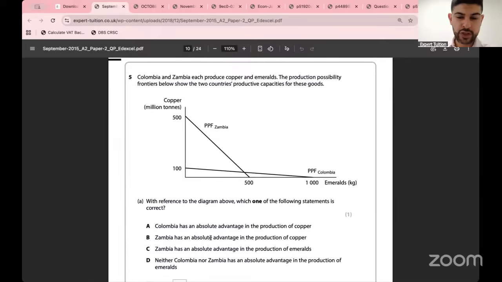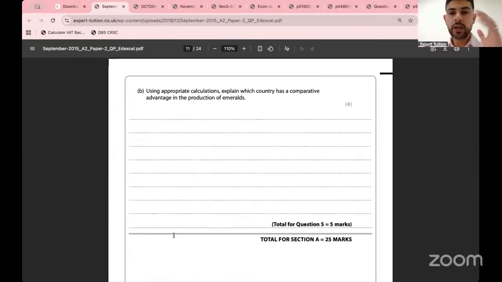Zambia has an absolute advantage in the production of copper. If that took you more than 30 seconds to do, go sit in a corner, think about your life, and come back to me. The harder question, worth 4 marks, was this: using appropriate calculations, explain which country has a comparative advantage in the production of emeralds.